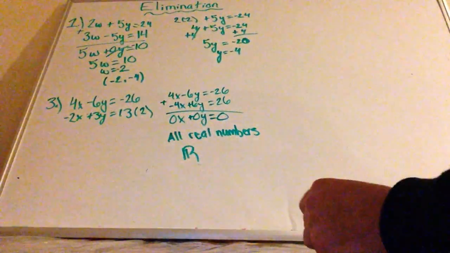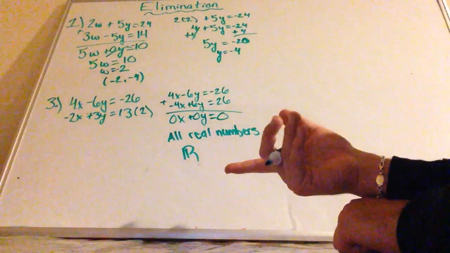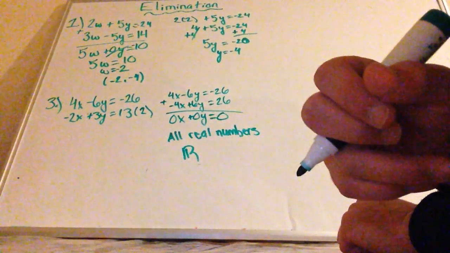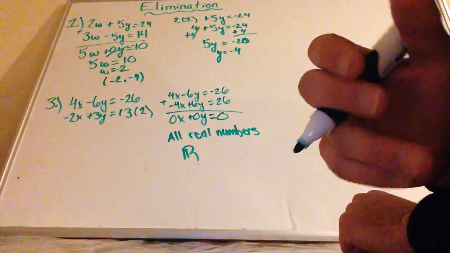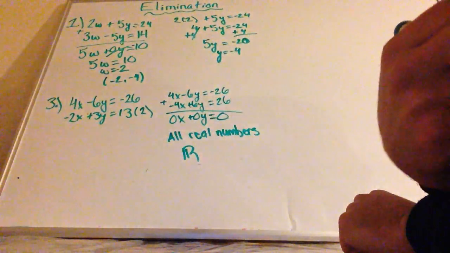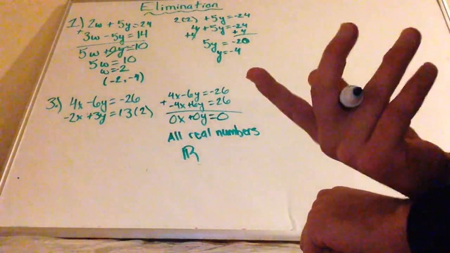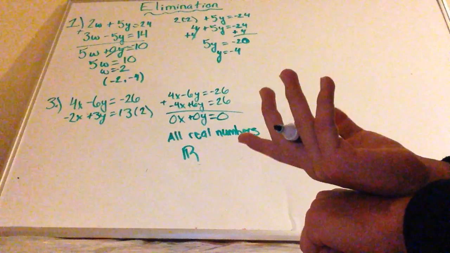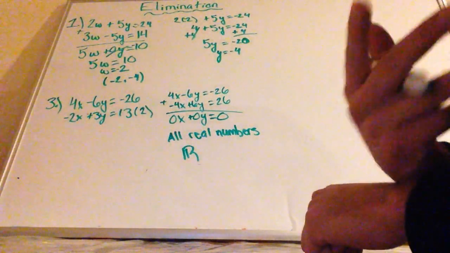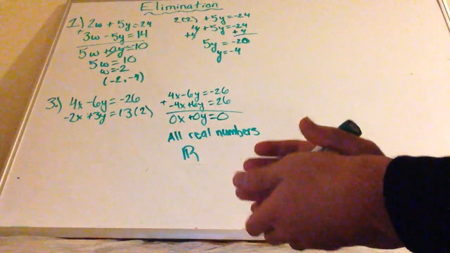As you can see, we just added both equations up. 0x plus 0y gives us all real numbers. That's the symbol for all real numbers. And yeah, as you can see, eliminations aren't very complicated. But if I have any advice for you guys, I guess take your time. Don't try to rush through it. You might make a simple mistake, like adding a number wrong or multiplying wrong, and that can mess up your entire system. So just take it easy and don't try to rush through it.